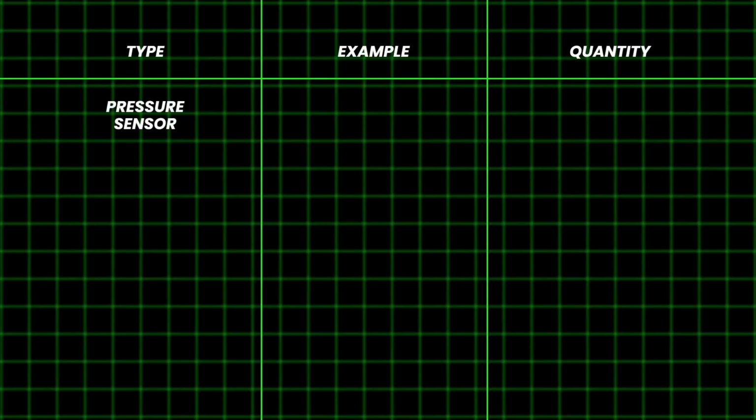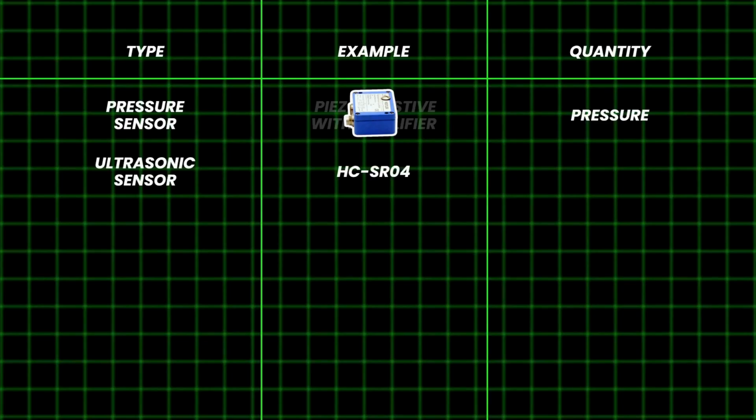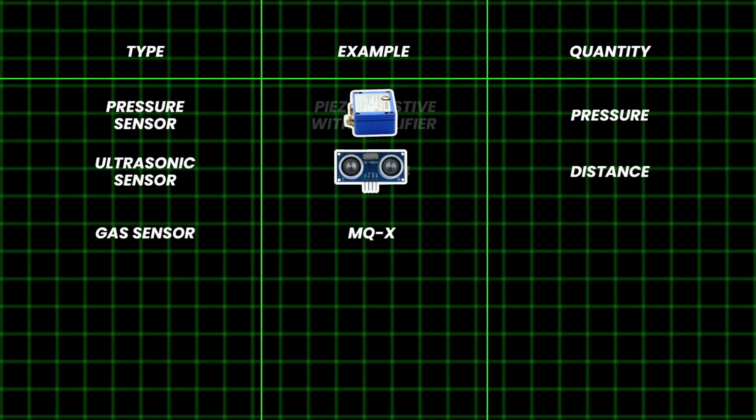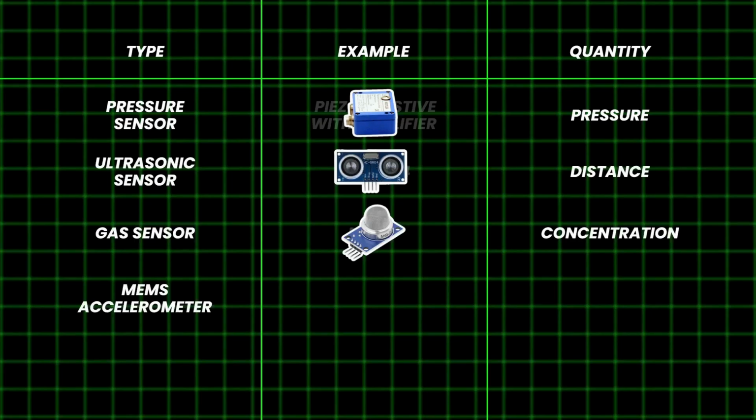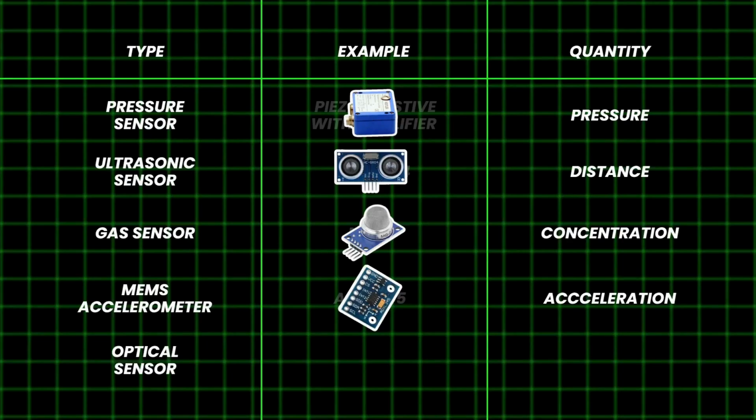As an example, you have the pressure sensor, the piezoresistive with amplifier that will quantify the pressure. You have the ultrasonic sensor, the HC-SR04, that will quantify the distance. The gas sensor, the MQ-X family, for the concentration of gas. The MEMS accelerometer, the ADXL345, for the acceleration. The optical sensor, an amplified photodiode, for the brightness.